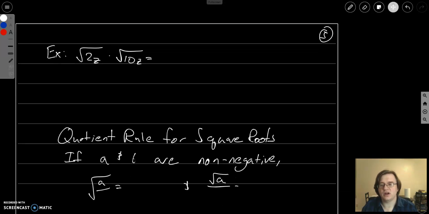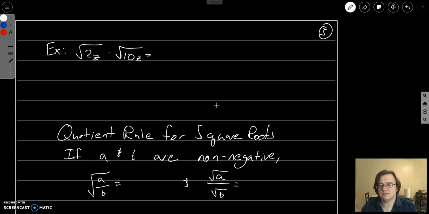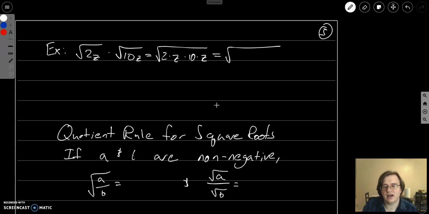One example where we want to use some variables here is take the square root of 2 times z times the square root of 10 times z. So again, let's put everything under one big radical sign. So this is 2 times z times 10 times z. And we'll combine everything together and then start breaking it apart. So this will be the square root of, because we are multiplying and only multiplying, it doesn't matter the order in which we do this. So I'll take 2 times 10, which is 20. And I'll take z times z, which is z squared.